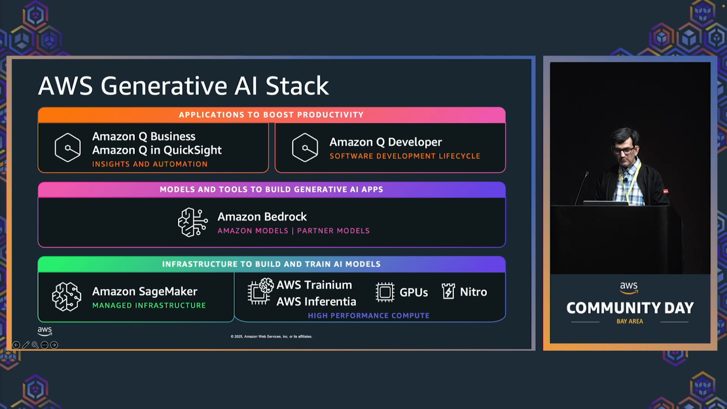At the top layer, we have Amazon Q Business, Amazon Q Developer, and Amazon Q in QuickSight. These services are powered by Amazon Q, AWS's generative AI assistant, designed to enhance productivity across different use cases in your organization and leverage LLMs and other foundation models behind the scenes.